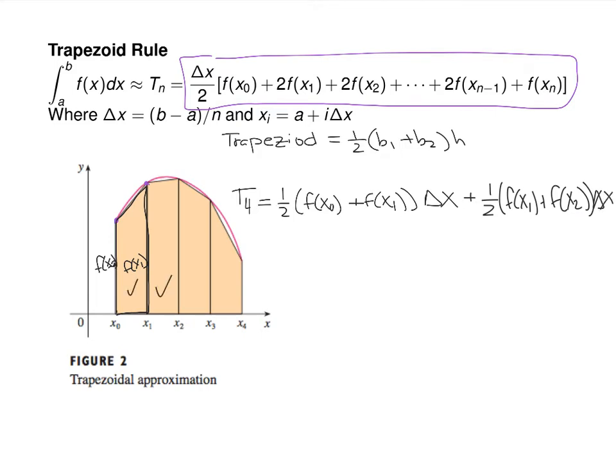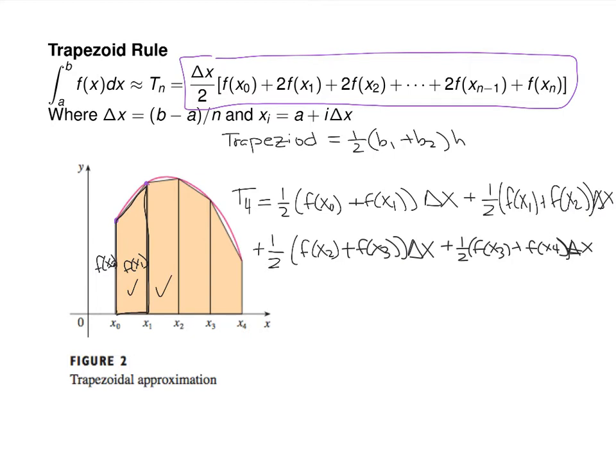So done this one, done this one. Next one, same idea, 1/2. Now base 1, which is this, is f of x2. Base 2, which is this, is f of x3. And the height there is delta x. And lastly, we'll have 1/2 times f of x3 plus f of x4, times delta x.